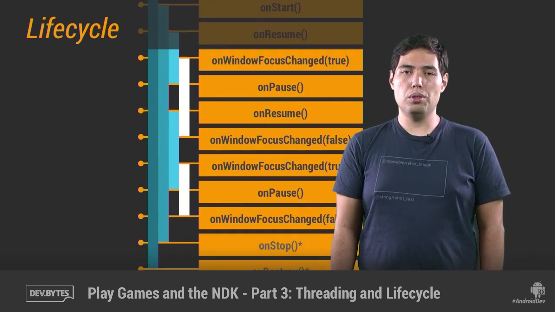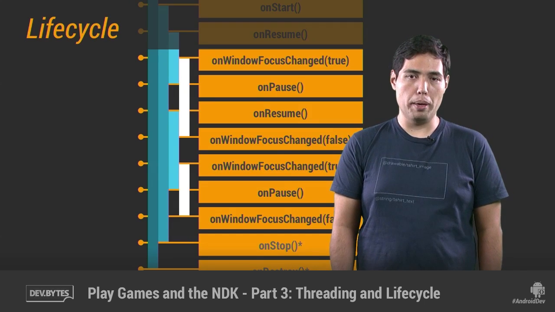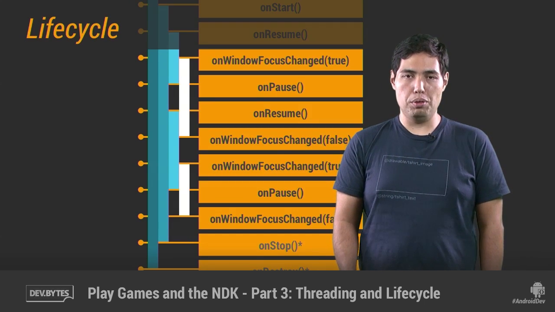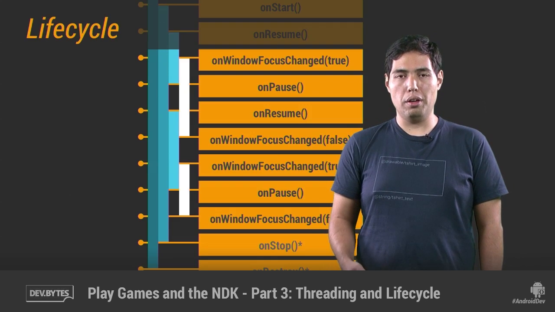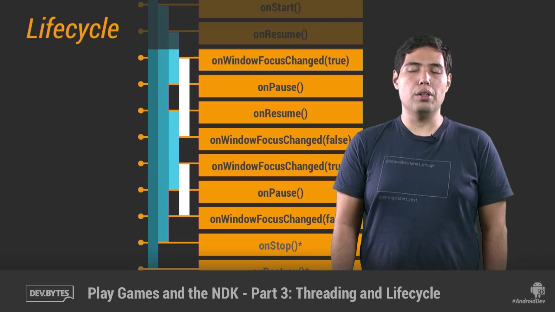So it's important to keep track in your native game of where in the life cycle you are regarding those callbacks. You have to know whether or not you are between onResume and onPause. You have to know whether or not you have the window focus. You have to know whether or not you have a surface or you don't have a surface, and so on and so forth.